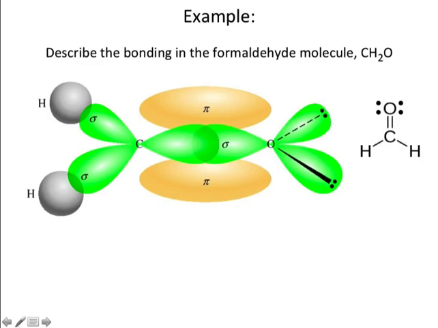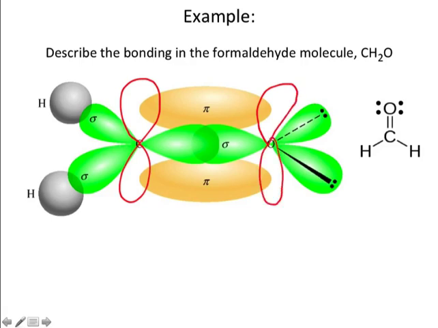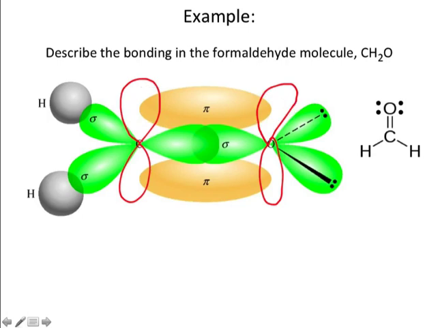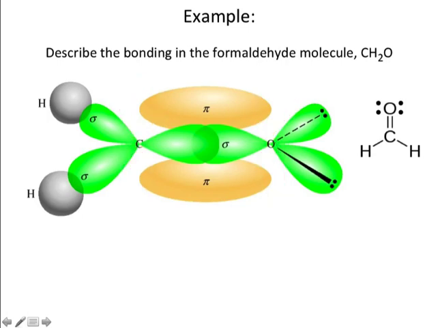Finally, the p orbitals on the carbon atom used to sit here. The unhybridized p orbital on the oxygen used to sit here. And then these will overlap sideways like this to form a pi bond that has two lobes, one above and one below. So the simple thing we can ask you about this is how many sigma bonds and how many pi bonds are in this molecule.